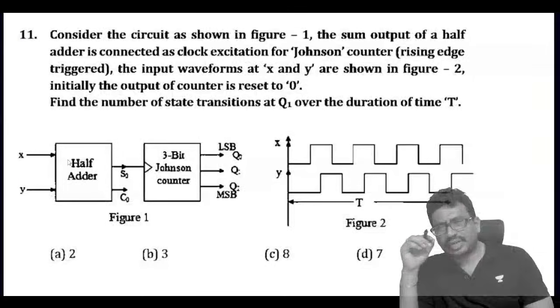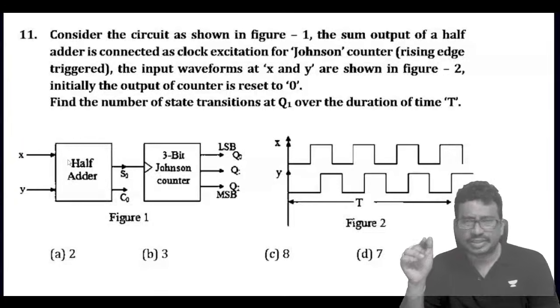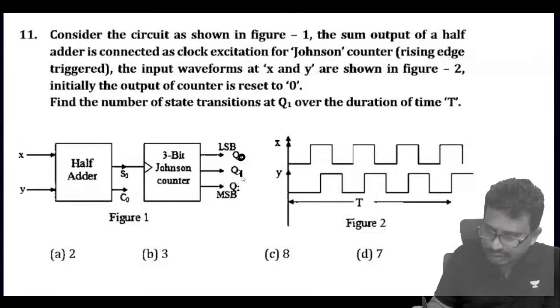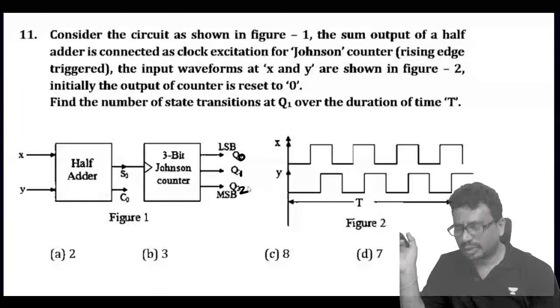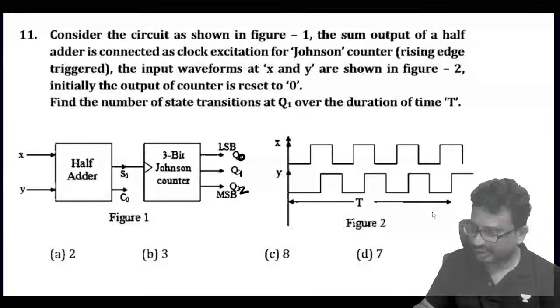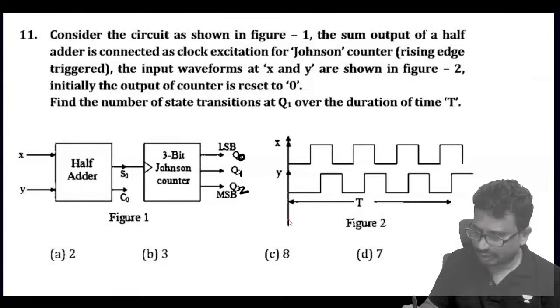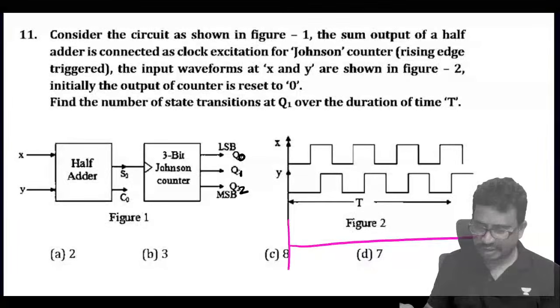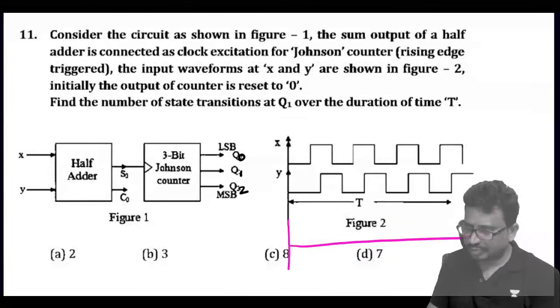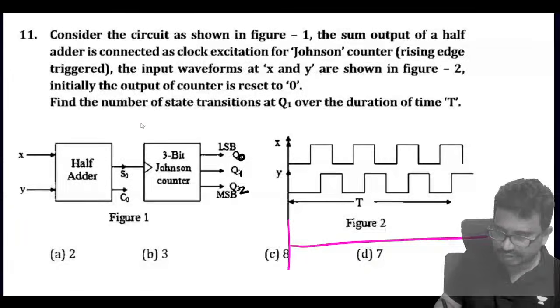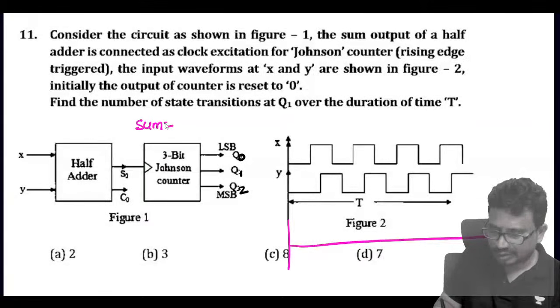So they are asking for the number of transitions of Q1. This is Q0, this is Q1, this is Q2. So we should talk about this output here. Tell me now, what will this output be first of all? The sum is given as a clock, so you can talk about when the output is 1. So the sum expression is equal to what? That is X XOR Y.